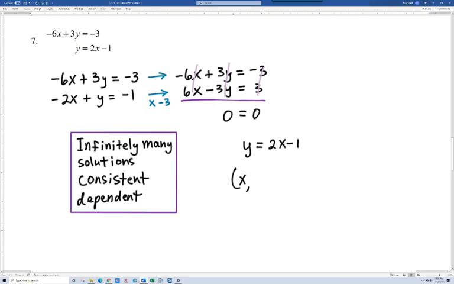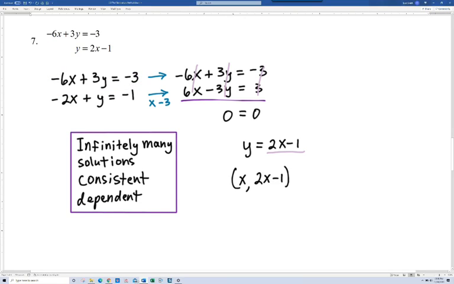The first value we're going to write as x, and then y, we have a way of writing y in terms of x. So y is 2x minus 1. So that's the relationship between x and the y value. So this, in general, is how we can write all the points that are solutions to this system. Basically all the points that are on either of these lines, since they represent the same line.